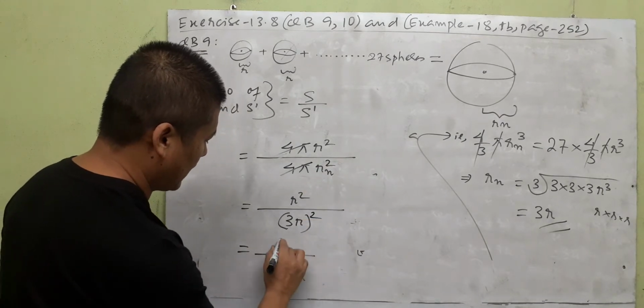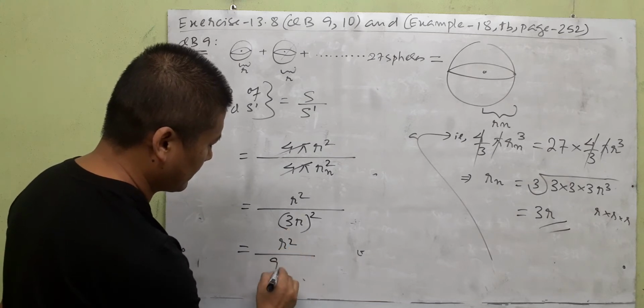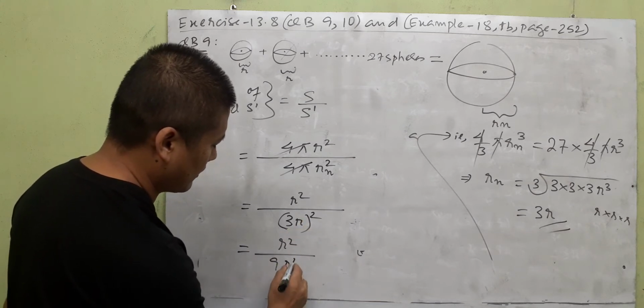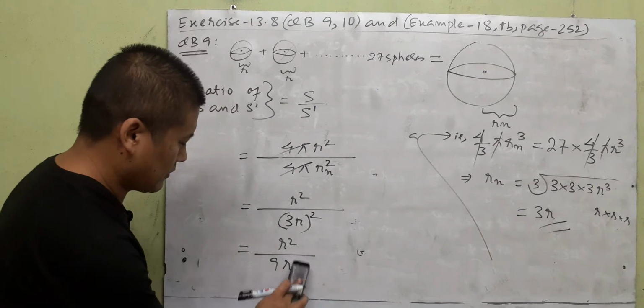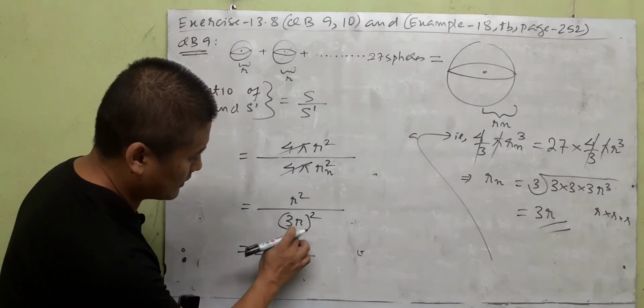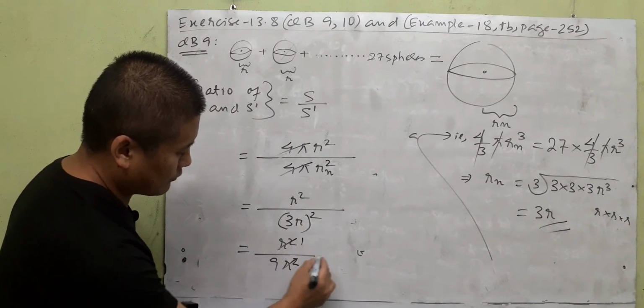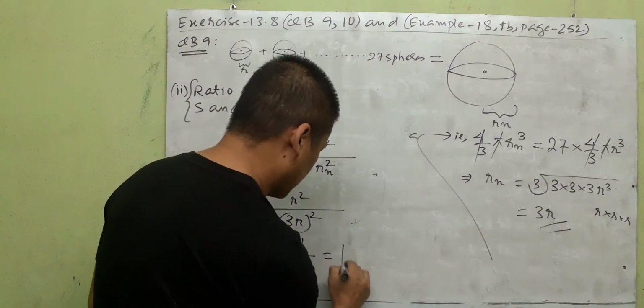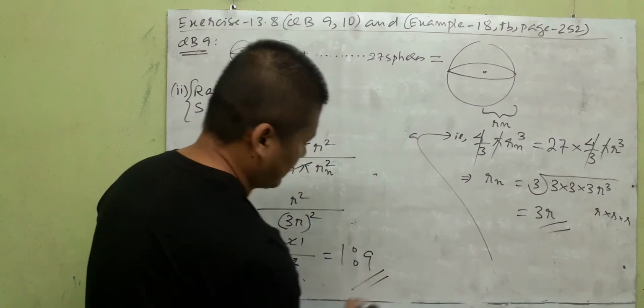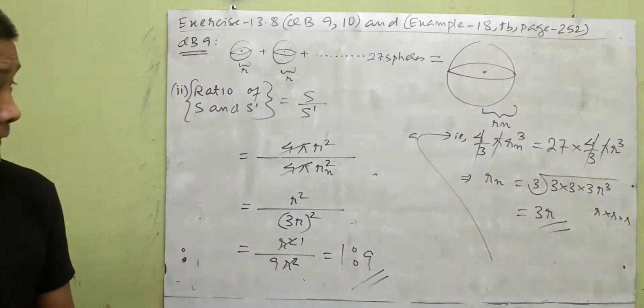So if we do that, then r square is divided by 3 3s are 9, r square. Because here the power is 2, that's why 3 3s are 9. These two cancel, means 1 is left here, so the required ratio here is 1:9. Okay, so that is the one.